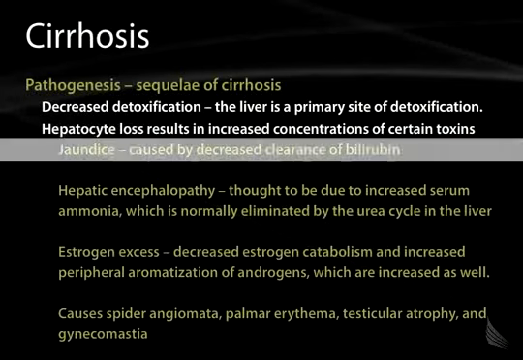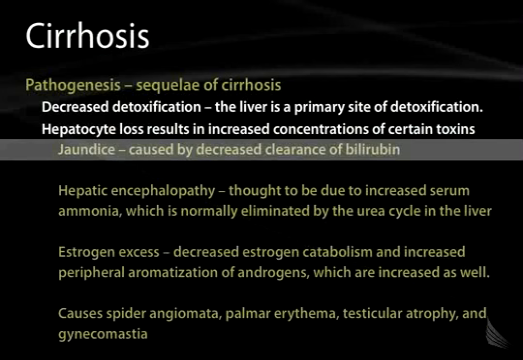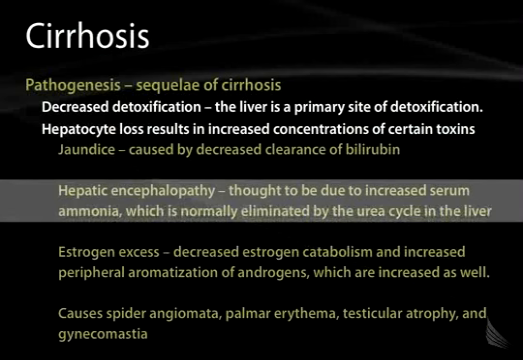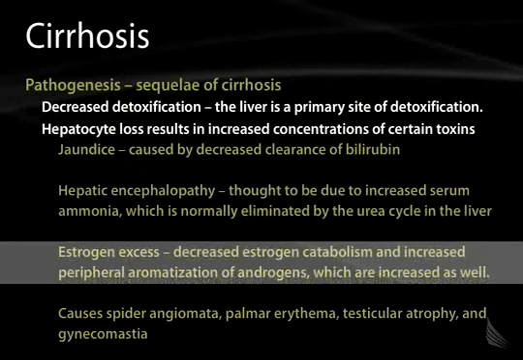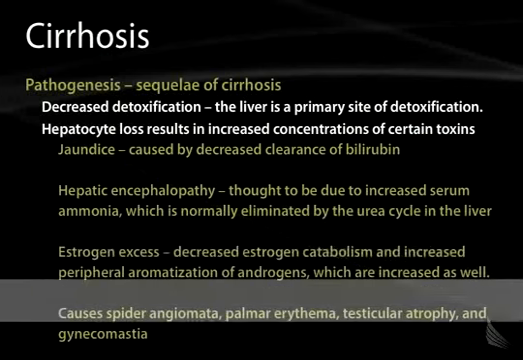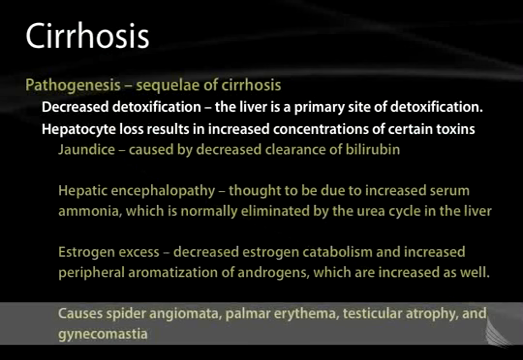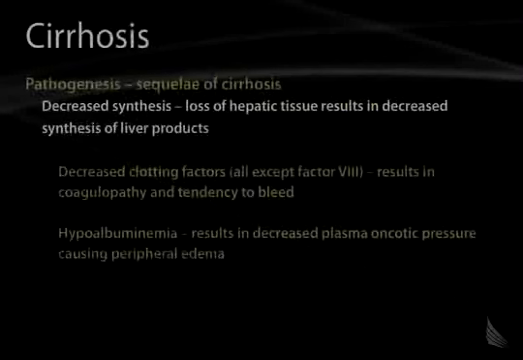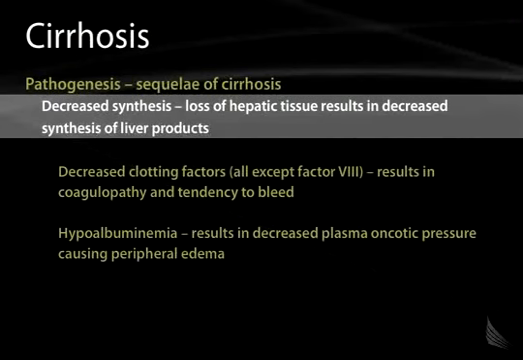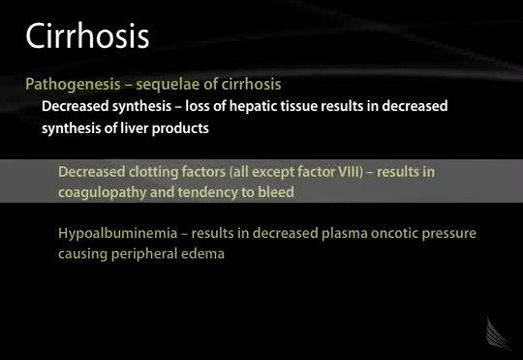Cirrhosis also results in jaundice, which is caused by the decreased clearance of bile, hepatic encephalopathy from the decreased clearance of ammonia, and estrogen excess, which results in spider angiomata, palmar erythema, and testicular atrophy, as well as gynecomastia. With cirrhosis, you get decreased production of albumin, as well as various clotting factors, which result in a coagulopathy or an increased INR, which we'll discuss a little later.